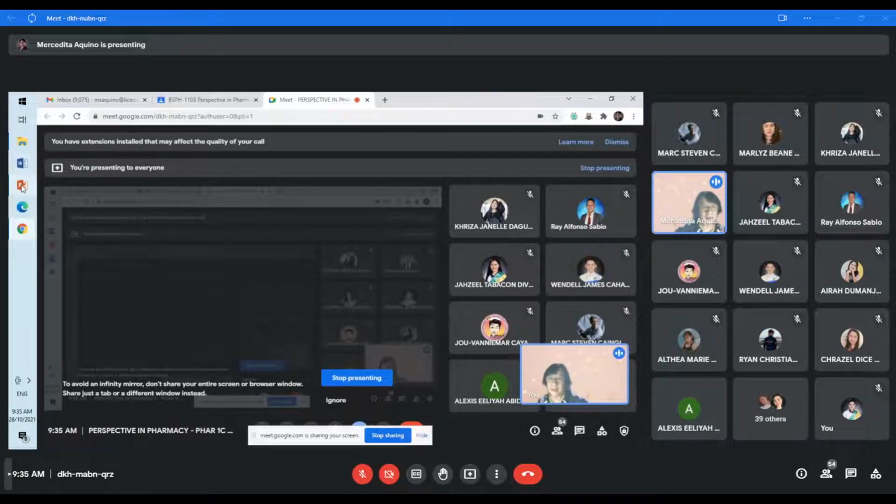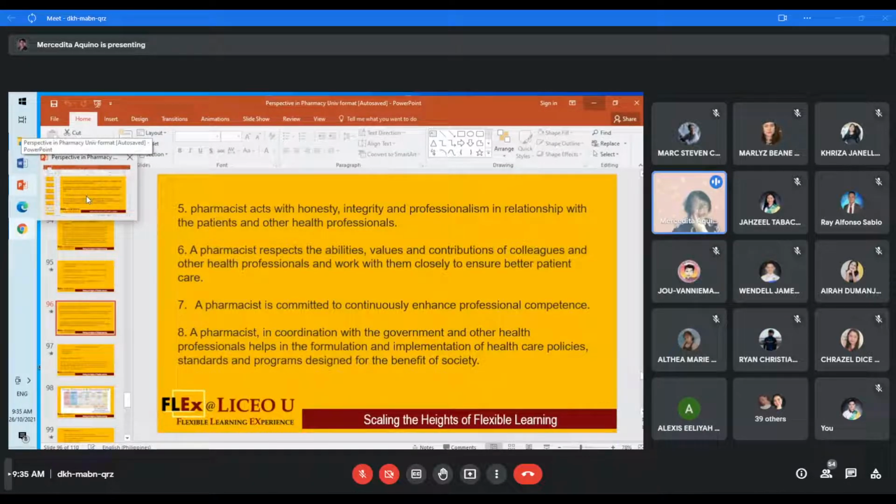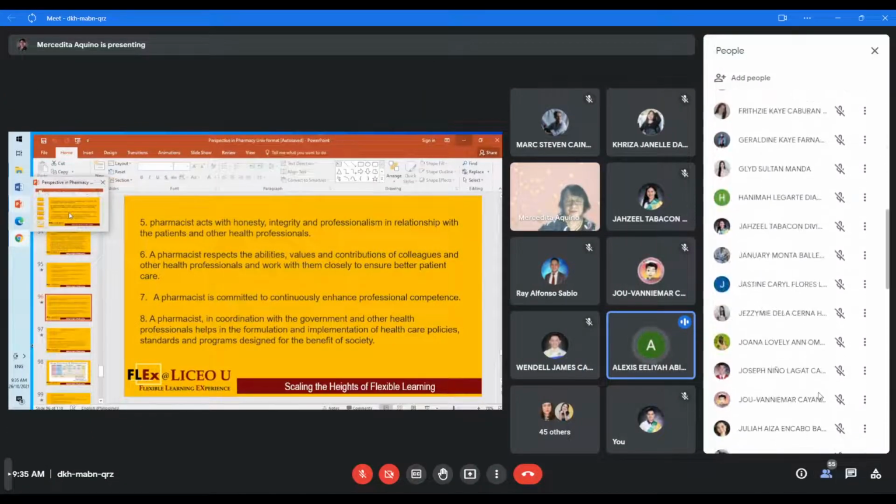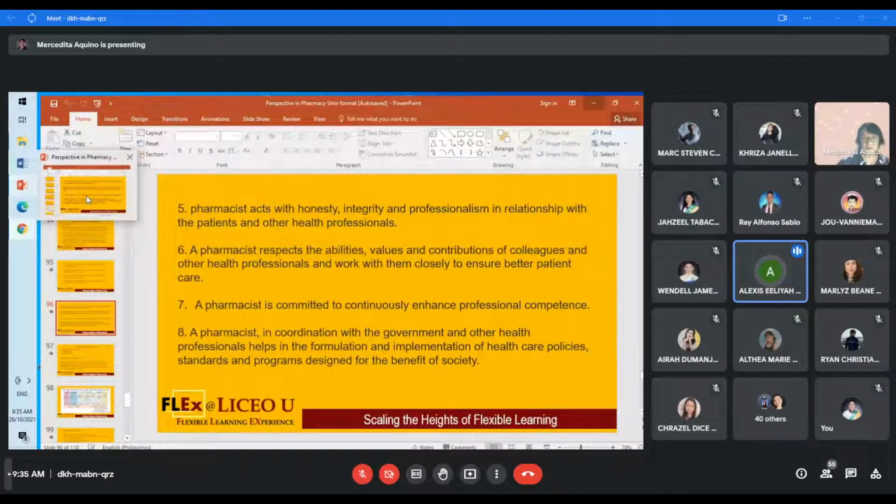Let's flash that again. The pharmacist acts with honesty, integrity, professionalism in relationship with the patients and other health professionals. So, as a pharmacist, to avoid discriminatory practices, a pharmacist should avoid behavior or work conditions that impair professional judgment and actions that compromise dedication to the best interest of the patient. Yes, go ahead. To maintain professional competence, Doc, with honesty. How do you express honesty and integrity in relation to your patients and other health professionals?